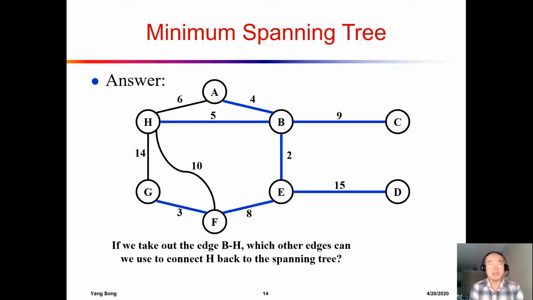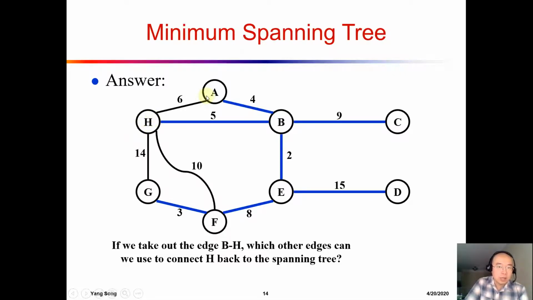And number three, if you add all the edges together, the total weight of this MST, the minimum spanning tree, is the minimal. We can take this one as an example. From H to B. If we delete this line, if we don't want to use this line, the problem is that node H is detached from the remaining part of the MST, right? And then how do we bring H back? If we don't want to use this edge with the cost of 5, then to connect H back to the MST, we can use this one.